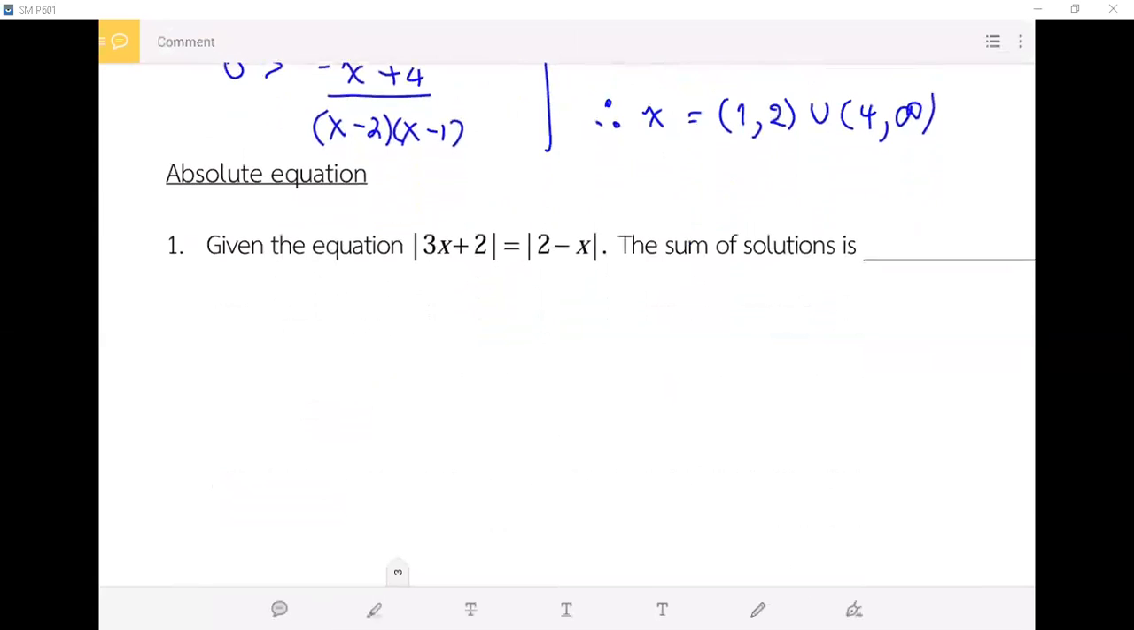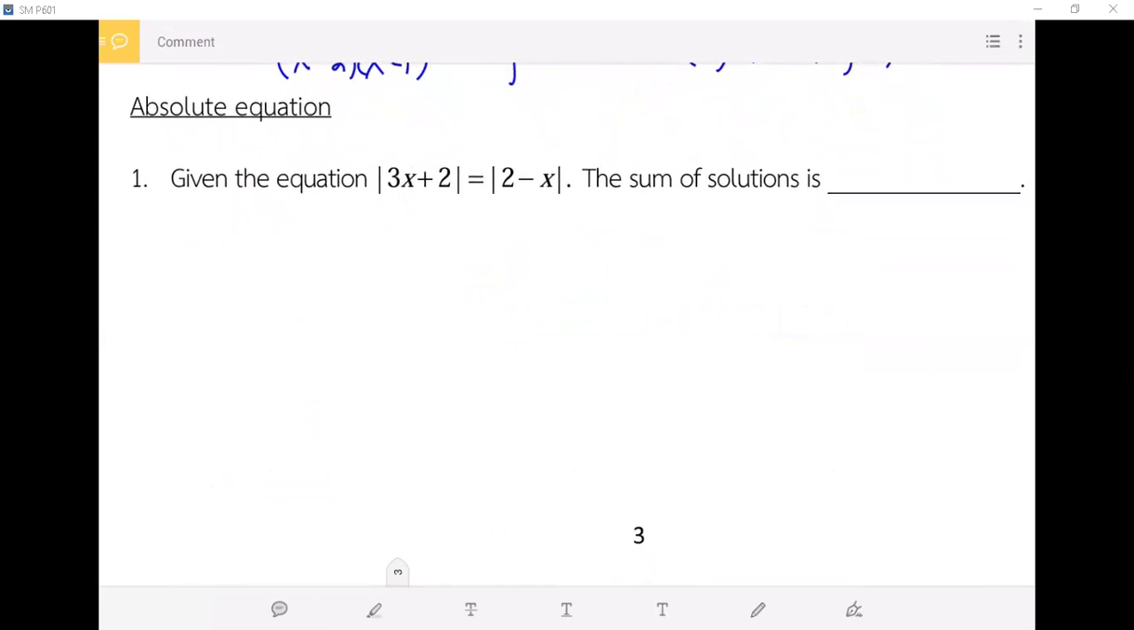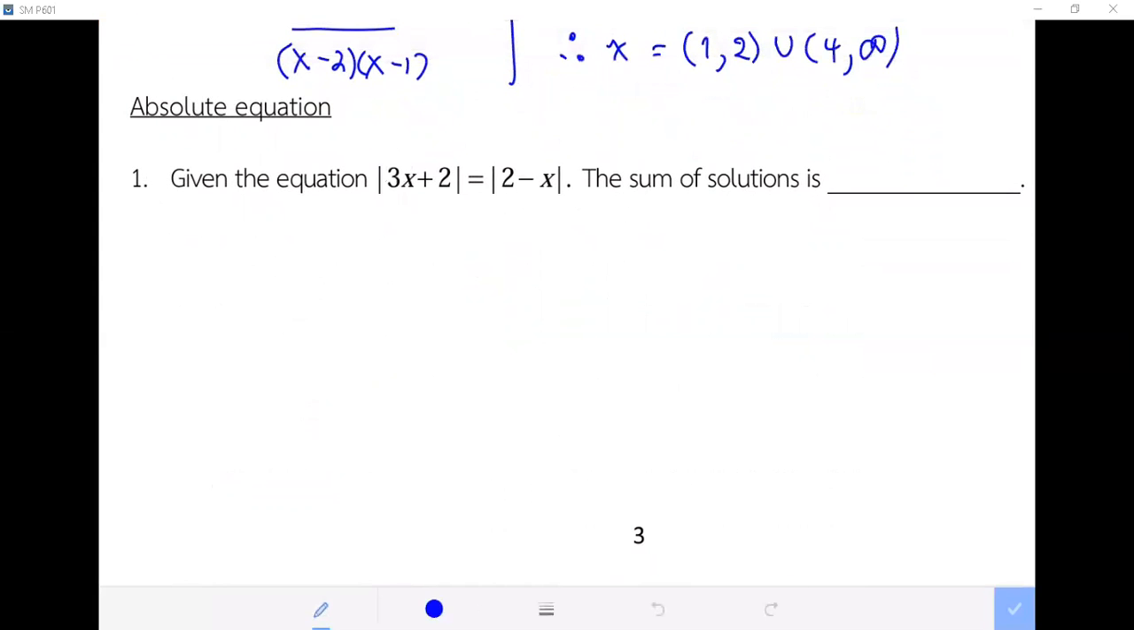Okay, so let's do the next one. Absolute equations. So this is quite easy. If you see this kind of problem, step number one, I know that you want to square them up, but before you square them up, you should know that for the absolute, you can just swap 2 minus x to x minus 2. They are equal. No problem. 2 minus x or x minus 2, they are equal if they are inside the absolute. Okay, so now you want to square them up now.